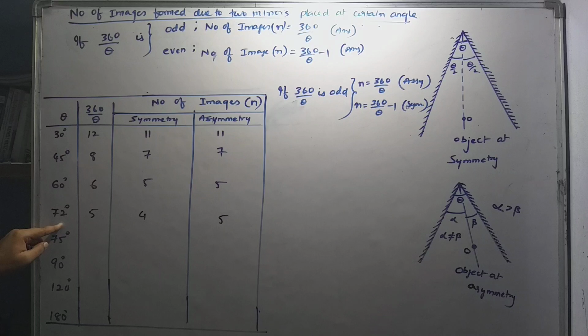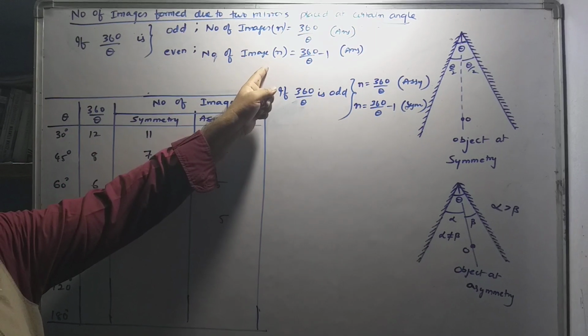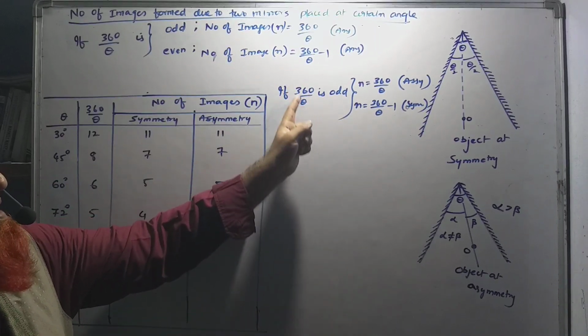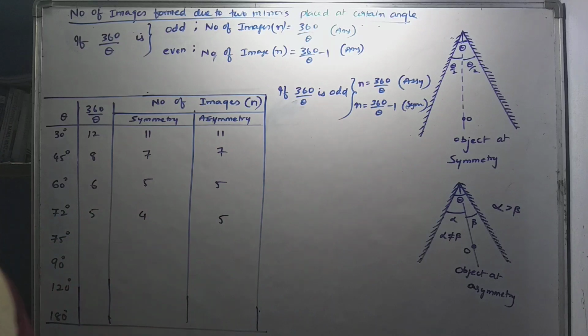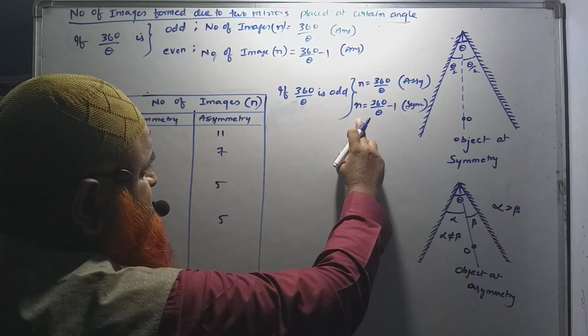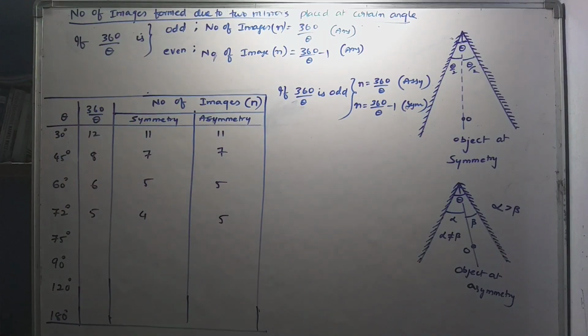So once again, let me discuss this. 360 by 72 is going to be 5. So as it is the condition, the result of applying the formula 360 by theta is going to be odd. If you apply the condition of odd, again subconditions will prevail. That is, when 360 by theta is odd, n equals 360 by theta for asymmetry, and for symmetry it is n equals 360 by theta minus 1. That's why it is going to be one number less here.